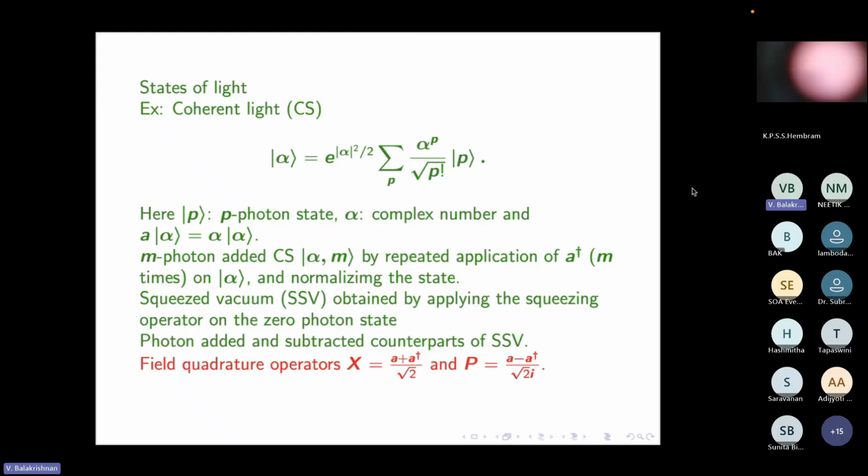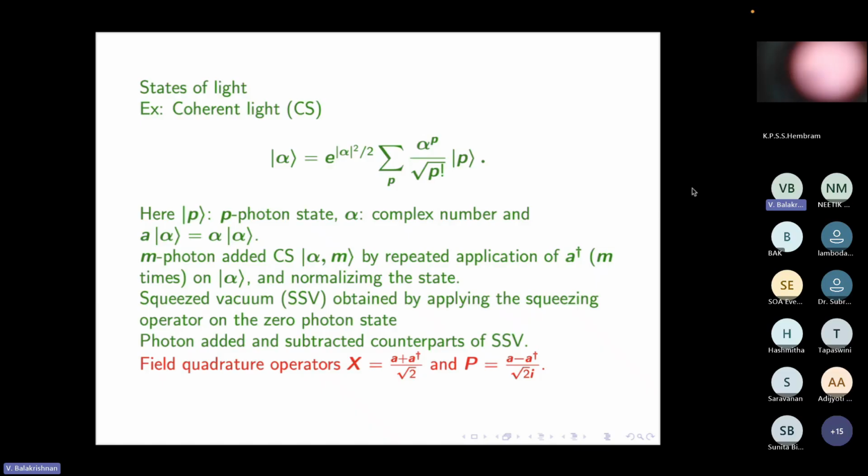So the popular states of light are, for instance, ideal laser light, which is coherent light, or CS as I abbreviate it. It's given as an infinite superposition of photon number states denoted by ket P. The summation over P is from 0 to infinity. So it's a definite superposition, a very precise superposition of the 0 photon state, the 1 photon state, the 2 photon state, and so on.